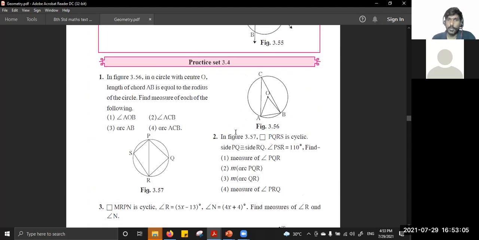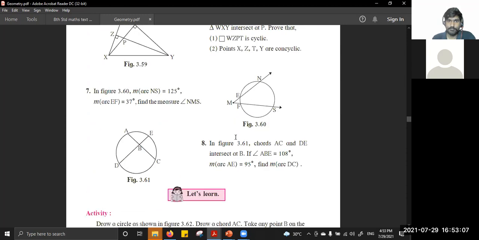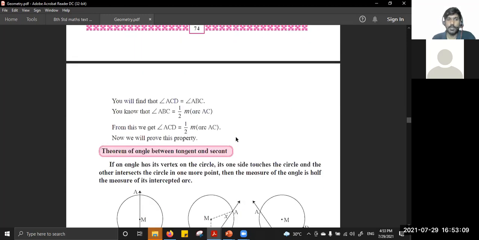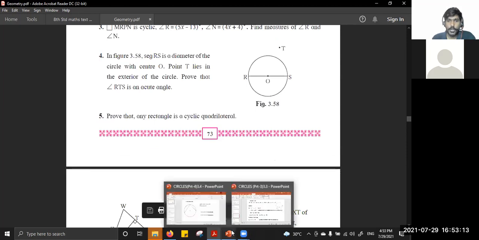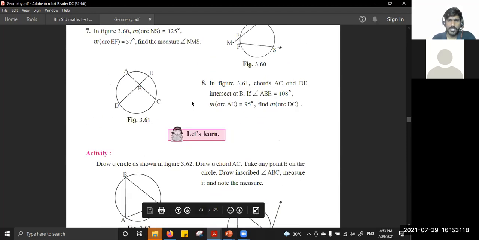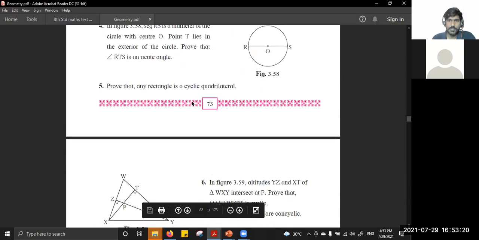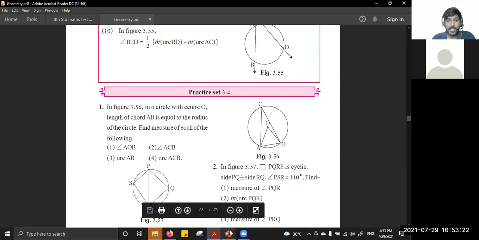3.4 is there then. Yeah, 3.4 is the last, and then we go directly to the problem set. Okay. Fine. We'll start then. Now 3.4 has 8 sums. Yeah. Easy they are. But we need a lot of concept for this.